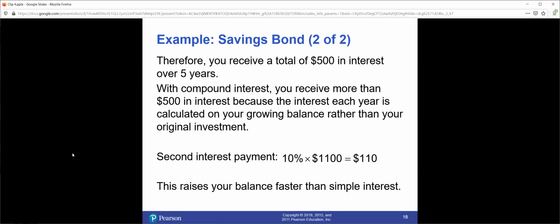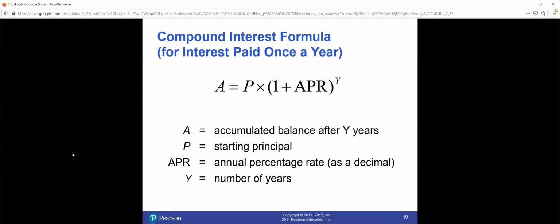With compound interest, you would receive more than this because that interest would go into the principal amount. So the second interest payment, for example, would be 10% of $1,100, or a $110 payment. So the principal would be increasing with compound interest. Principal does not increase with simple interest. That's bonds. That's them paying you. We'll get into when you pay them. Somehow it's not always that smooth.